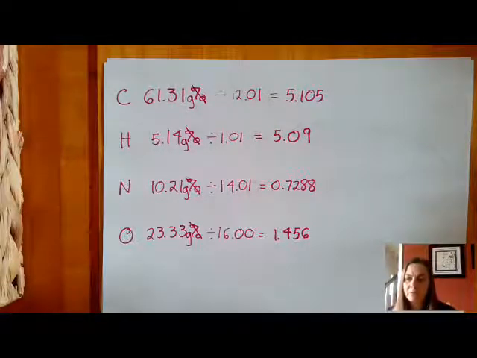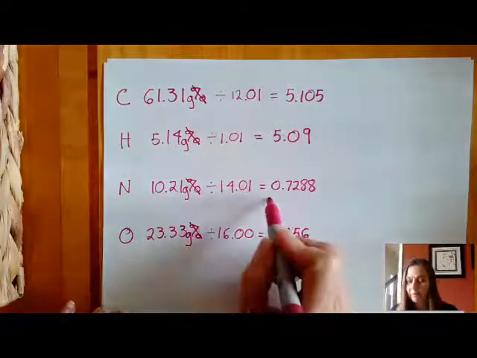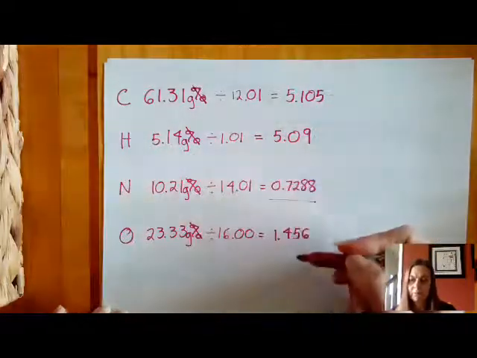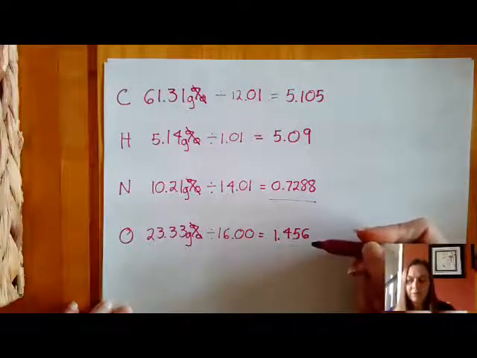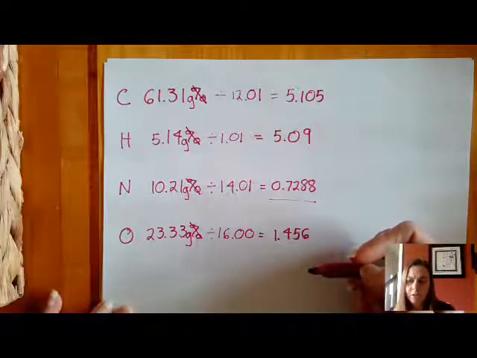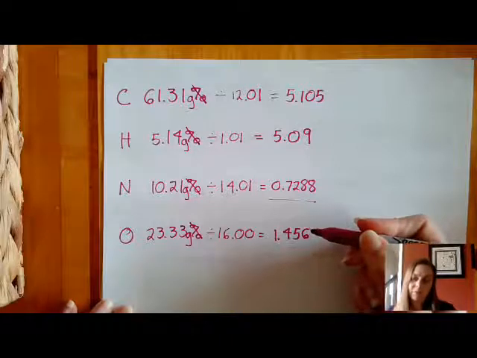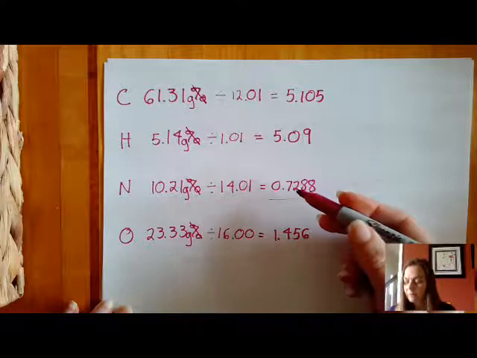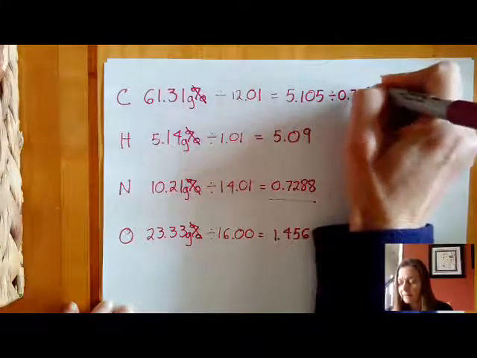So we have changed our percentages to grams, and now we've divided by molar mass. The next step is to divide by the smallest number. The smallest number that we have here is 0.7288. So we're going to divide all of these numbers by 0.7288, because what we're looking for is not an absolute number of moles, but a ratio of moles. We want to know for every 1 mole of something, how many moles of everything else there are. The easiest way to do that is to divide by the smallest number.